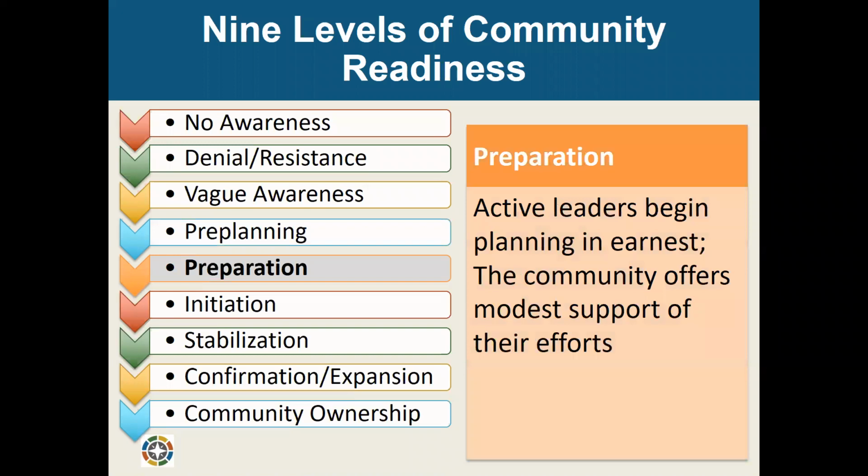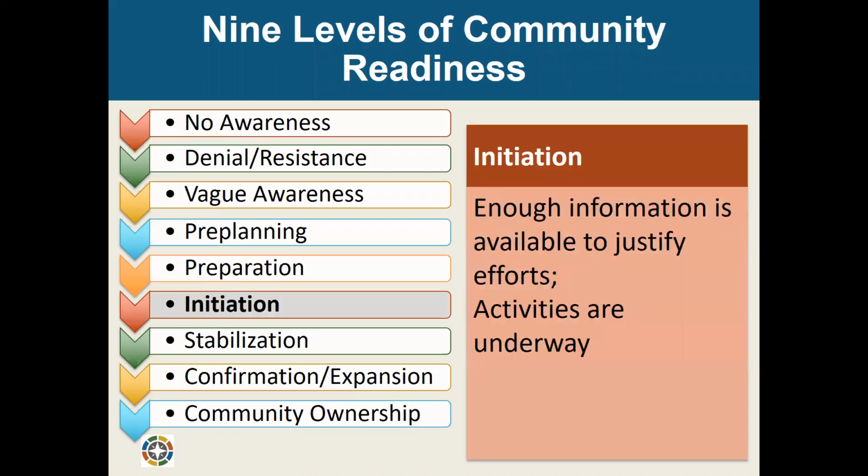Then we move to preparation. This is where active leaders begin planning. The community might start to offer some support, maybe not full-on support, might be pretty minimal or modest, but there is some support there. Then we move to initiation. Enough information is available to start justifying some of the things we want to do, and maybe even some activities begin to take shape.